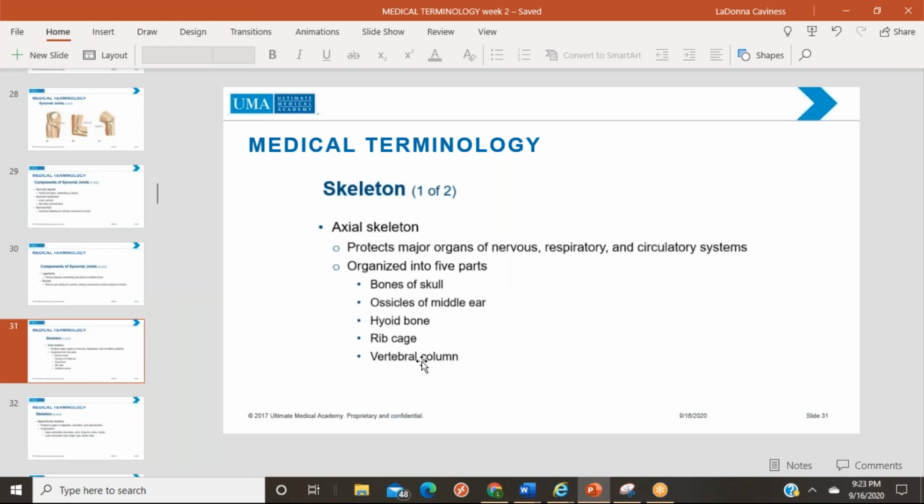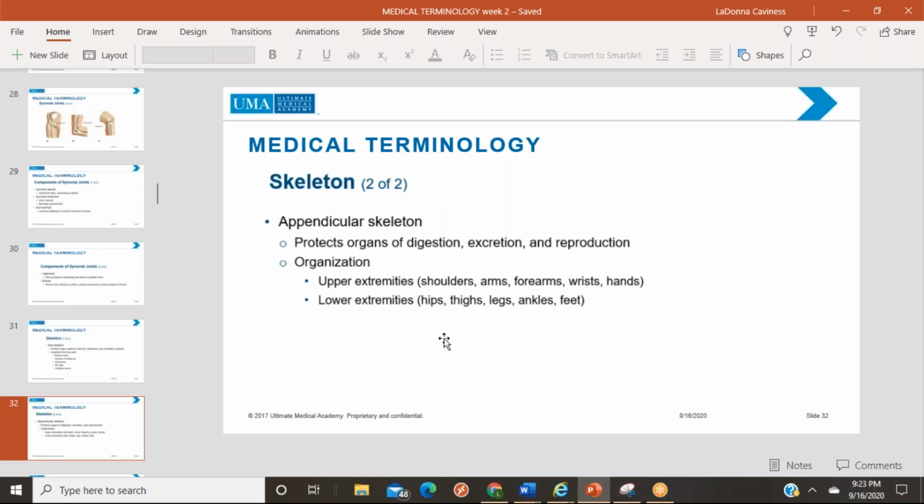Axial skeletal protects major organs of the nervous, respiratory, and circulatory systems. Organized in 5 parts: bones of the skull, ossicles of the middle ear, hyoid bone, rib bones, and vertebral column. Appendicular skeletal protects organs of digestion, excretion, and reproduction. Organization: upper extremities consist of shoulders, arms, forearms, wrists, and hands. The lower extremities consist of the hips, thighs, legs, ankles, and feet.